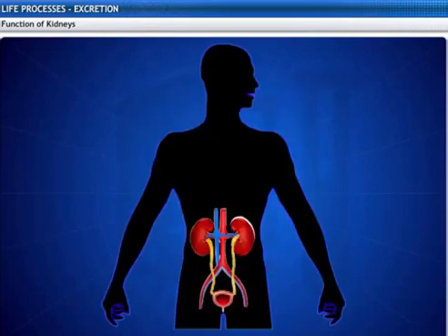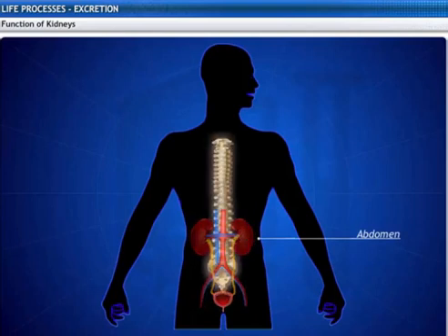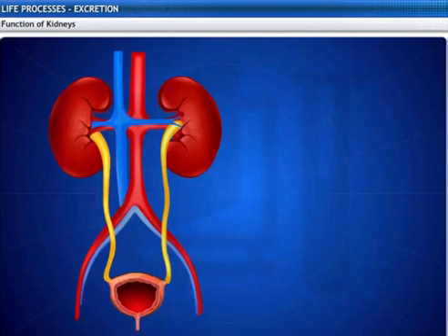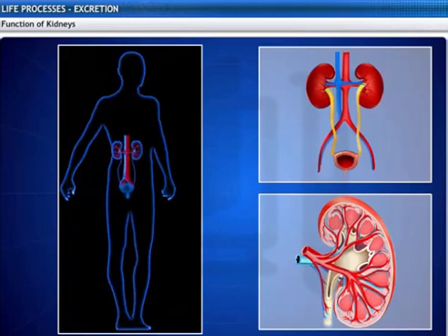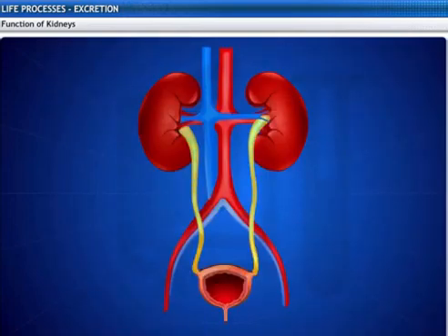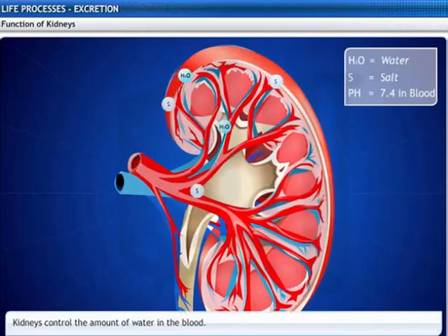Now, let's find out the location of the kidneys. The kidneys are located in the abdomen, one on either side of the backbone. The kidneys perform several crucial functions. For example, they excrete water, salts, and urea in the form of urine. They control the amount of water in the blood.